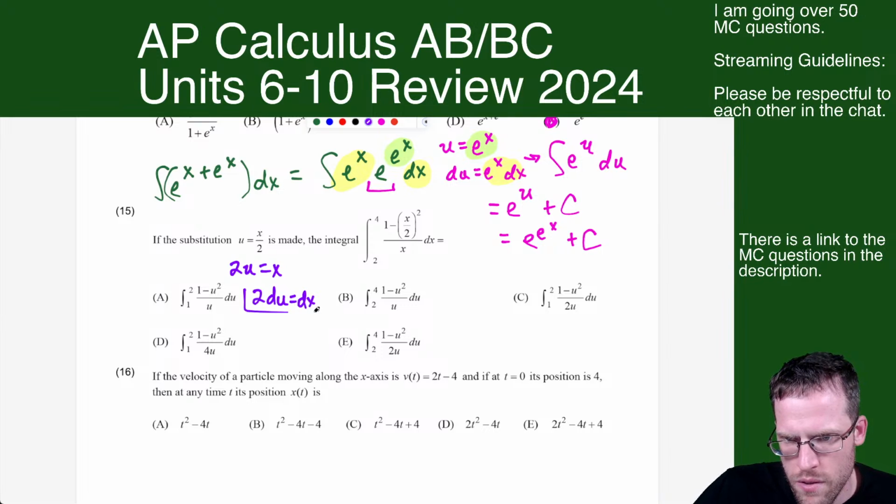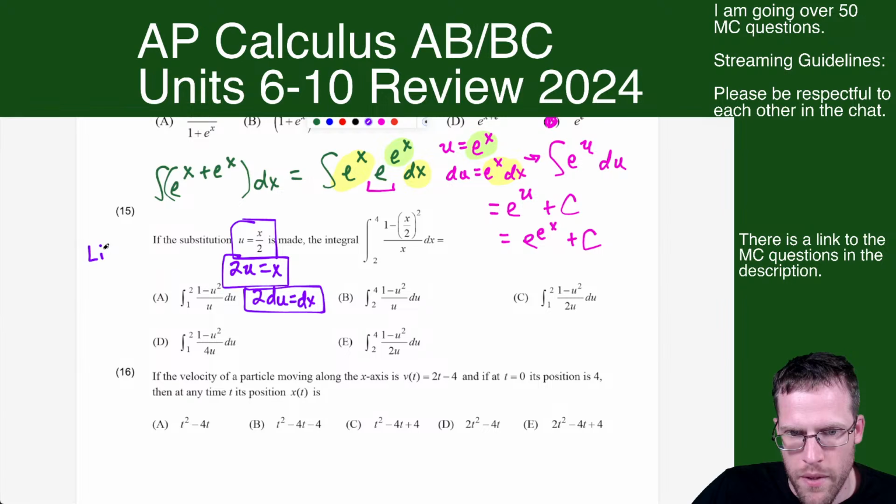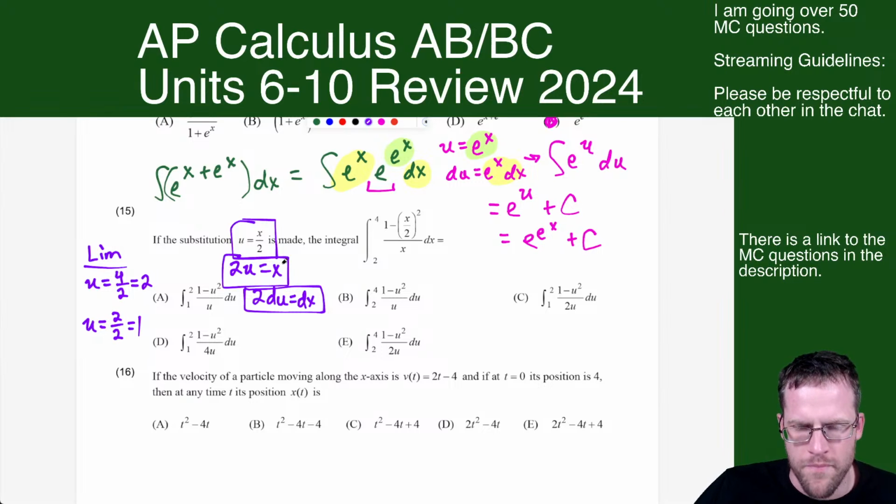Okay, so this is important. The other thing that's important is we have to find new limits. So the new limits: u equals x over 2. I'm going to take the old limit 4, divide by 2, which gives me my new limit for u. And then I plug in 2 for x. I get 2 divided by 2, which is 1. So now we can transform this integral. I'll write it over here, going from 1 to 2.